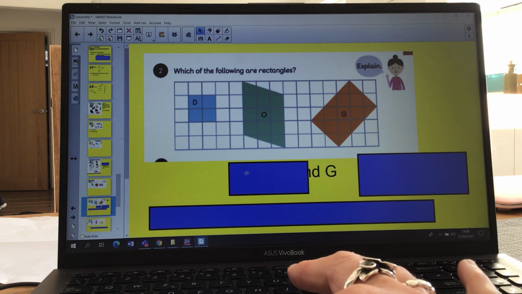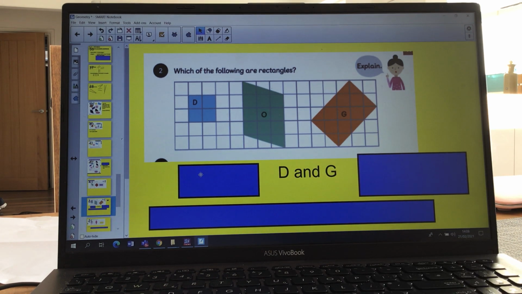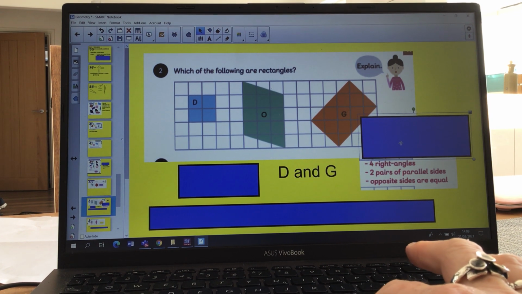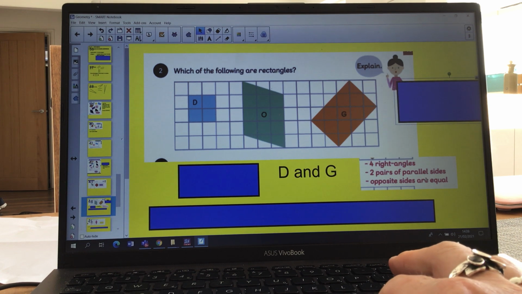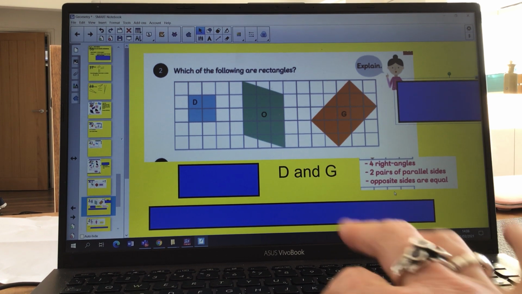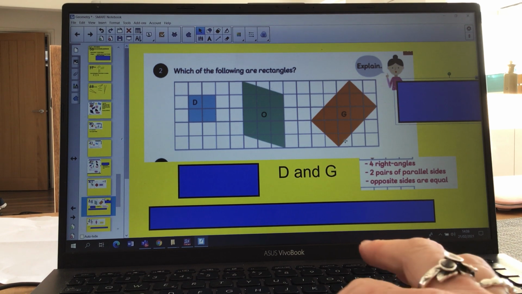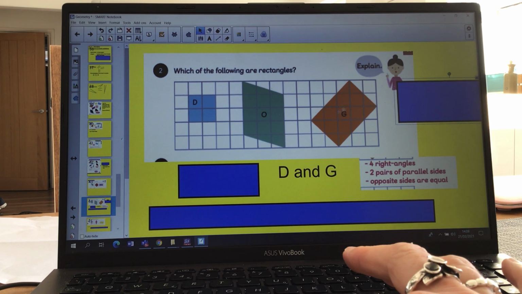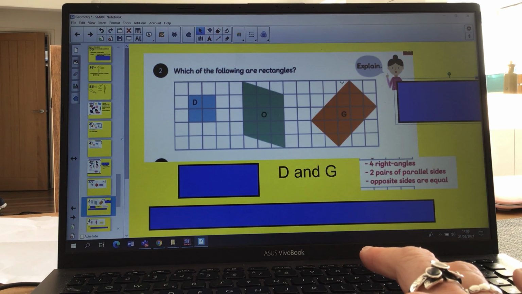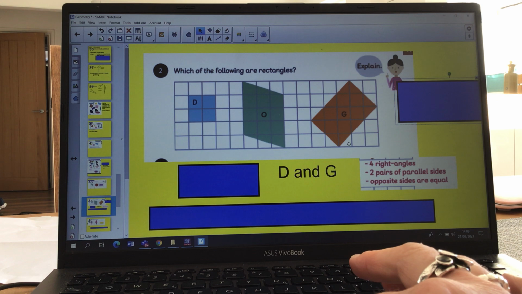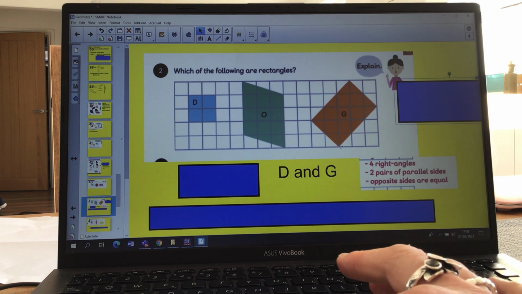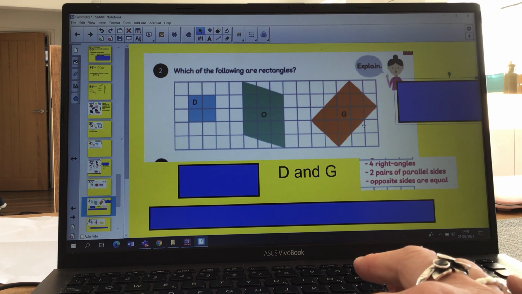Okay. Well, this is interesting because D and G are actually rectangles. If you look at the definition of a rectangle, it's 4 right angles, 2 pairs of parallel sides, and opposite sides are equal. So let's look at G. It has the 4 right angles. It has two pairs of parallel sides. That side is parallel to that one. There's one pair. This side is parallel to that one. There's another pair. And the opposite sides are equal.